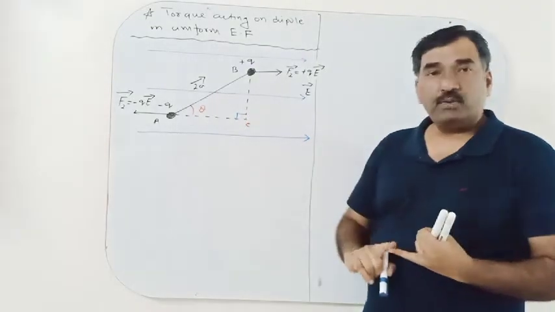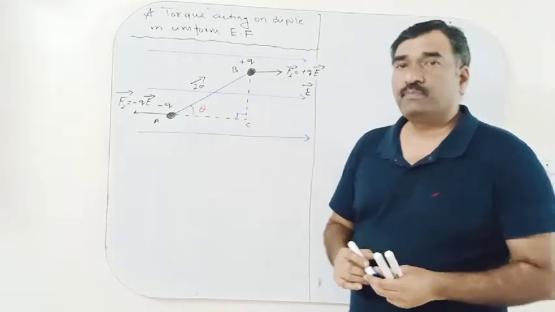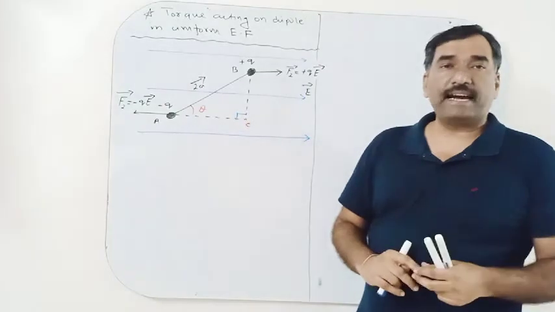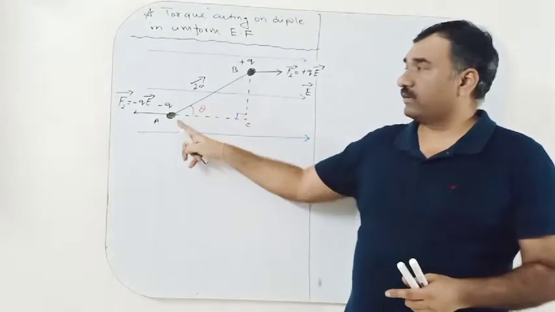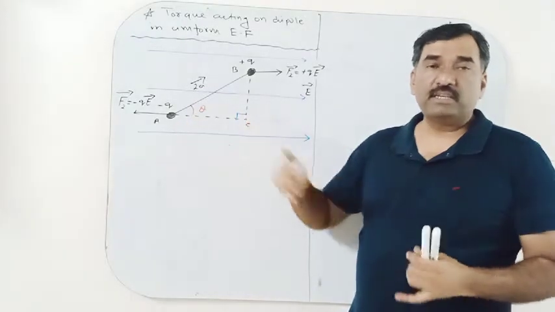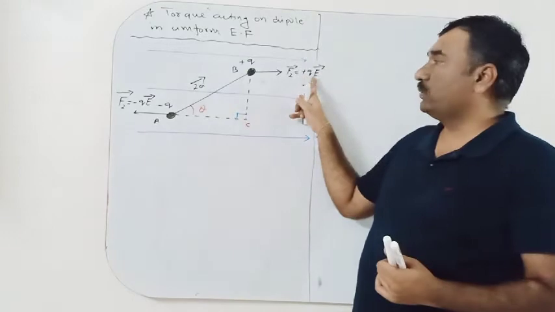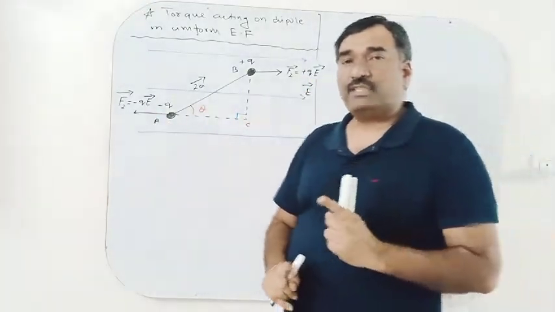We already know that in 11th standard we studied torque and the concept of couple. When a dipole is placed in a uniform electric field, two forces act on it. The first force acts on the positive charge, the second on the negative charge. These two forces are equal in magnitude, plus QE and minus QE, and opposite in direction.